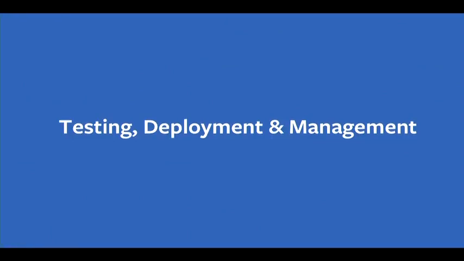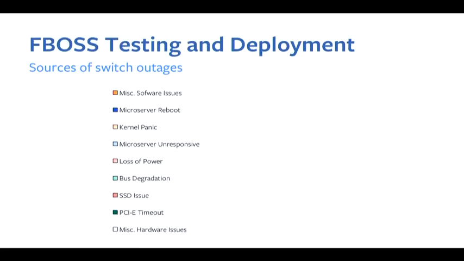Now I'll talk about how we test, deploy, and manage FBOSS. To provide a context of why we need extensive testing for switch software, we took a representative month of our operational data and categorized the errors as follows. Note that this categorization is not generic, and it is specific only to our operation.